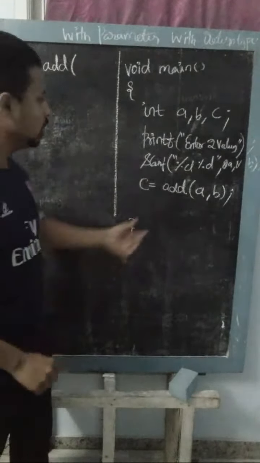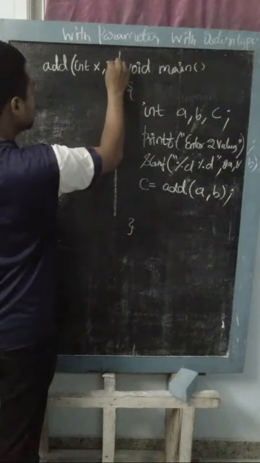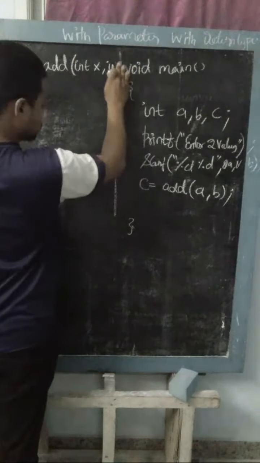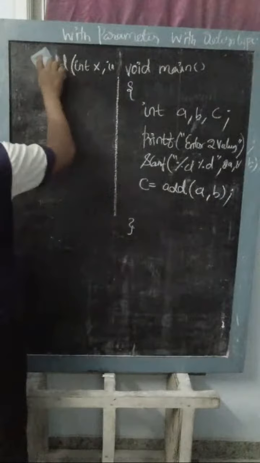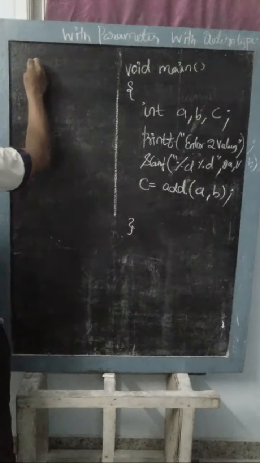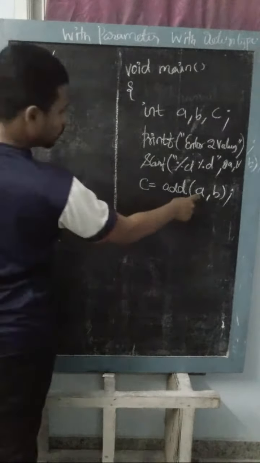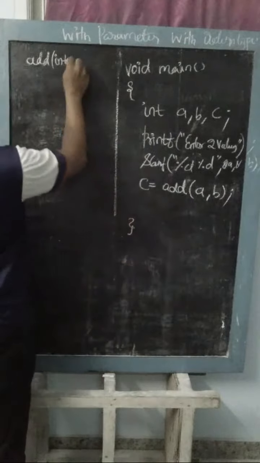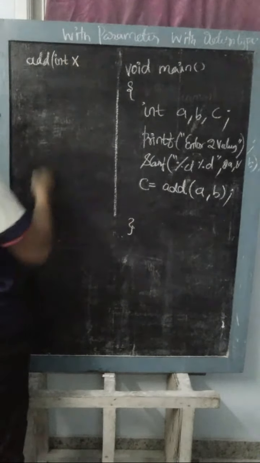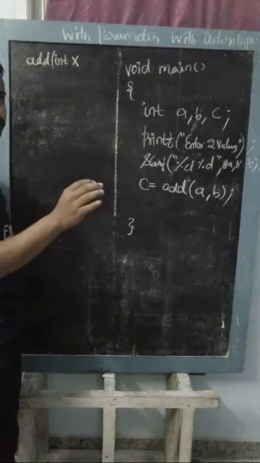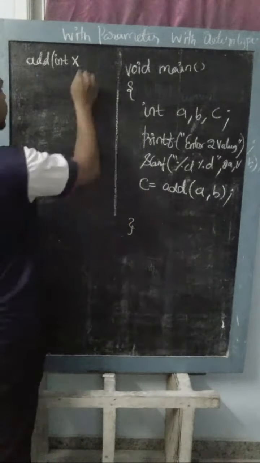We have to create a new variable. Here we are going to write integer x, integer y. The simple thing we are going to write: add. We want to receive the A value, and the A value is an integer value, so we need to create a new memory box called x, and integer y.